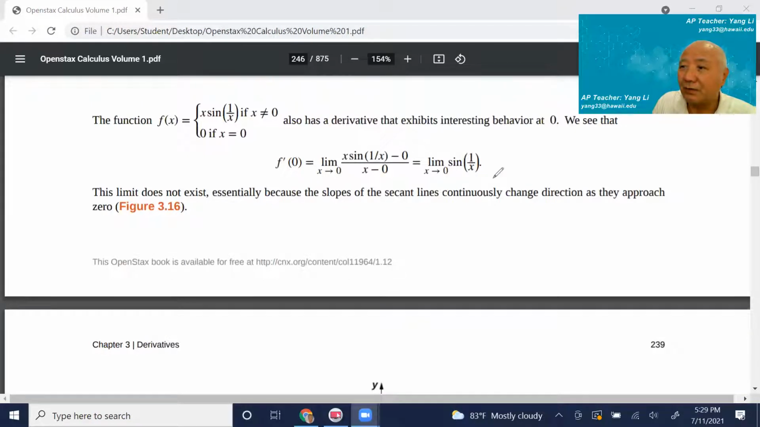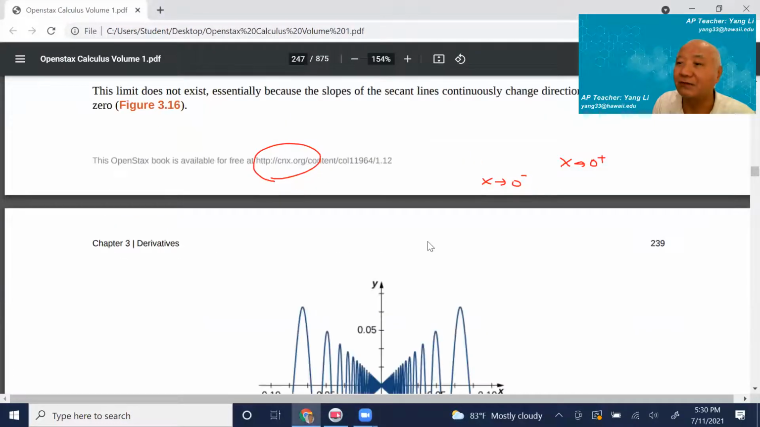Because here, imagine if x approaches 0 from the negative side, from the left side, it means x is negative. 1 over negative is negative. Sine of negative will be negative. But if you go x approaching 0 from the right side, x is positive, 1 over x is positive. Sine of positive is still positive. So it means the left limit and right limit are not equal. Means what? This one does not exist. Okay, why does it not exist? We can look at the graph here.